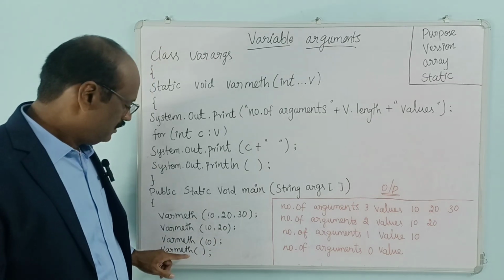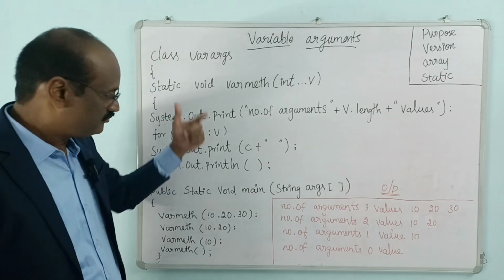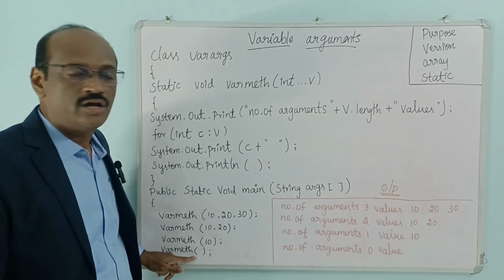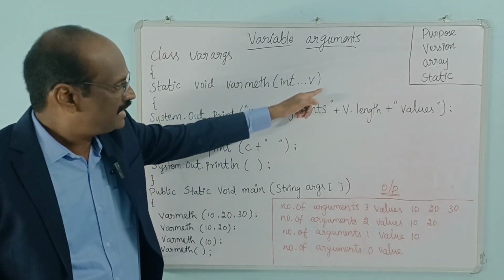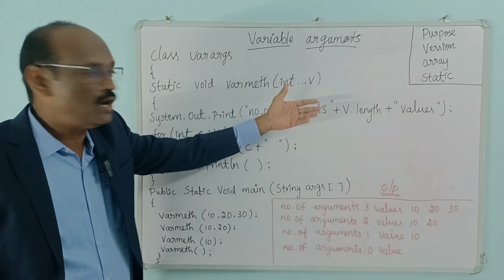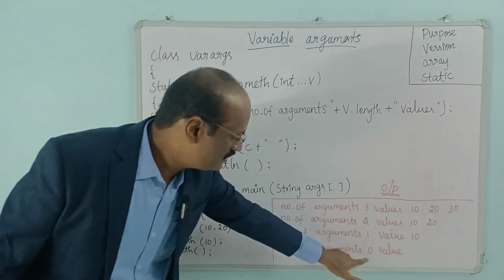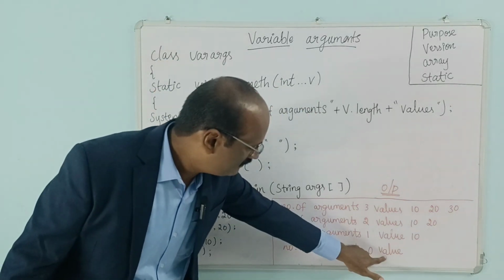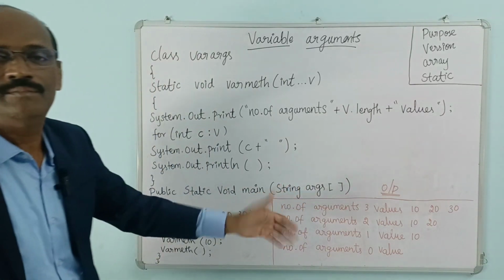Look at the fourth call. When I call the method for the fourth time, I am not using any argument. So the implicit array doesn't contain any arguments. So the number of arguments will be 0. After that, no value will be printed.